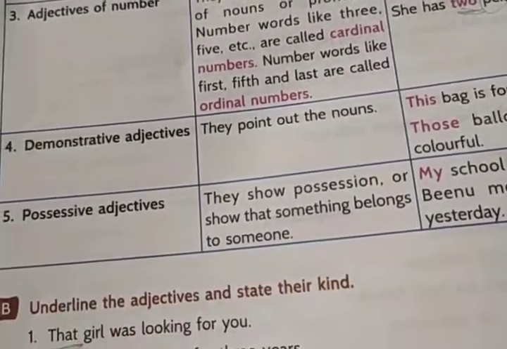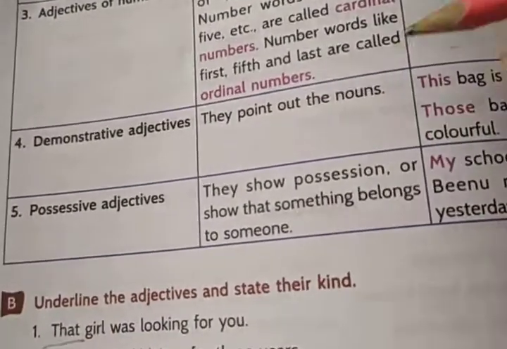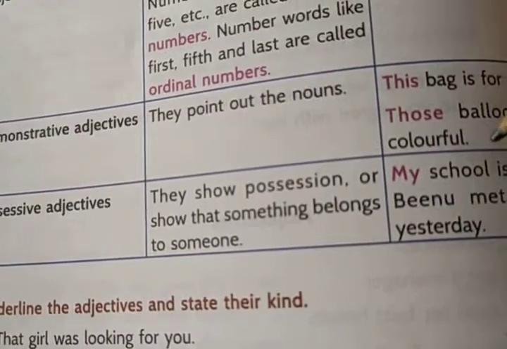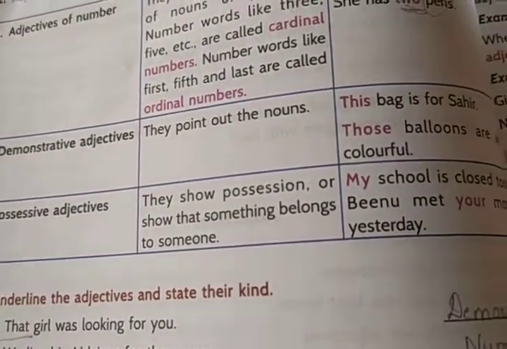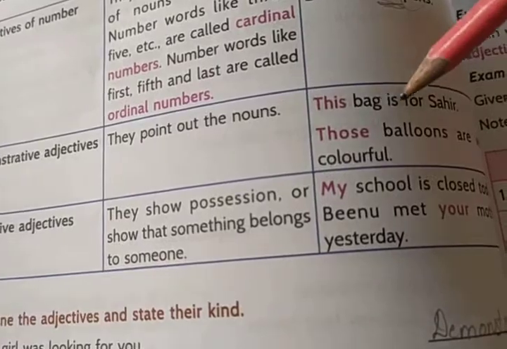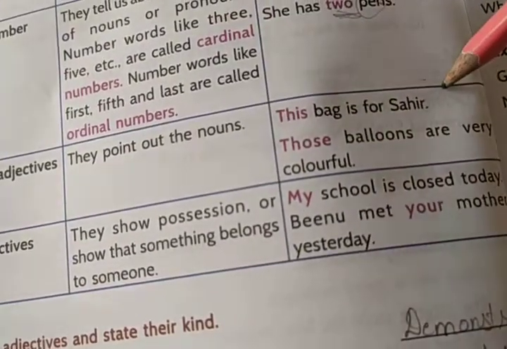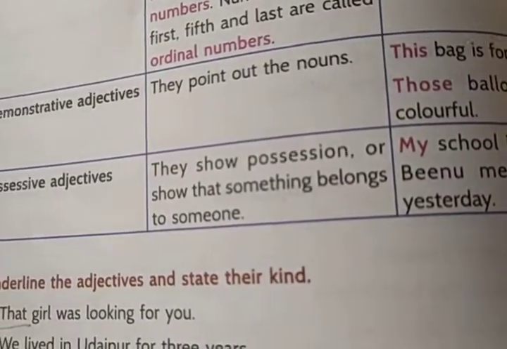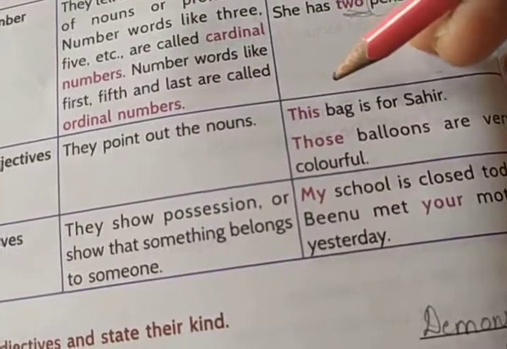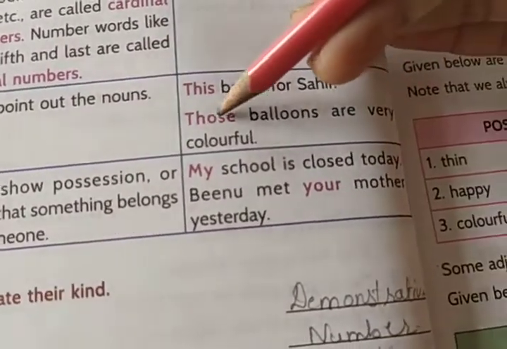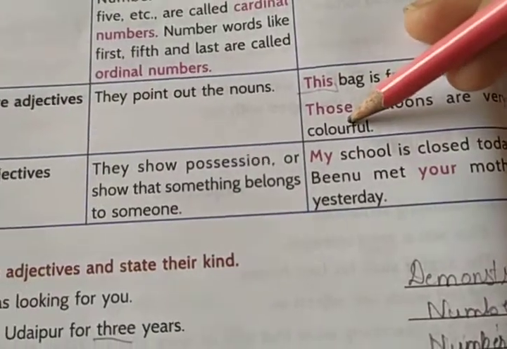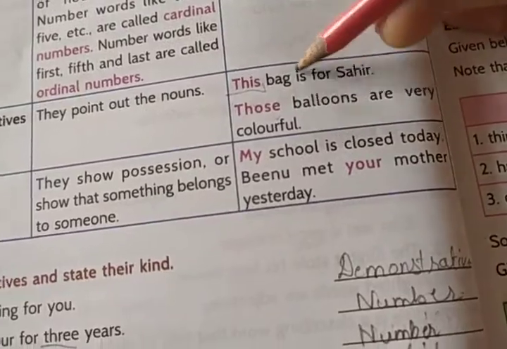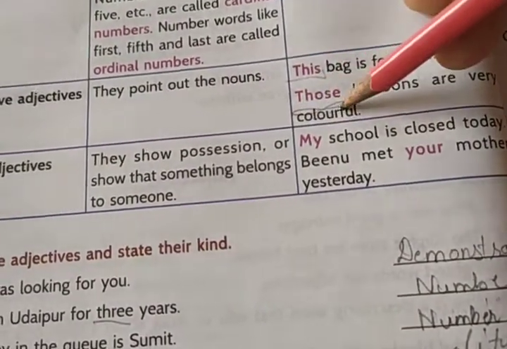All right. Now move on to the demonstrative adjectives. They point out the nouns. ये nouns को point out करते हैं। जैसा मैंने आपको बताया कि this is my bottle, कि ये मेरी बॉटल है, ठीक है। This bag is for Sahir, ये बैग साहिर के लिए है, ठीक है। यहाँ पे साहिर के लिए ही है वो बैग, लेकिन वो उसको पॉइंट आउट कर रहा है कि this bag is for Sahir. All right, so this is the adjective of demonstration, means demonstrative adjective, and those balloons are very colorful, so those is the demonstrative adjective.